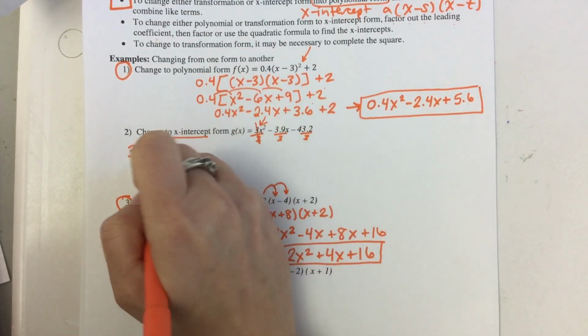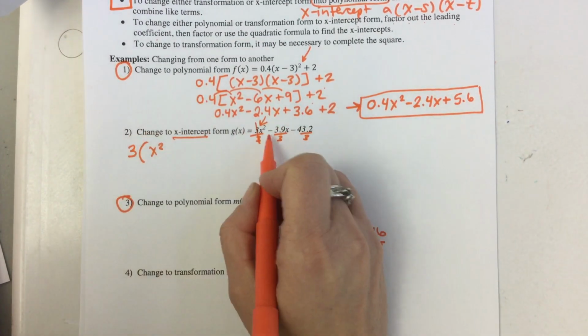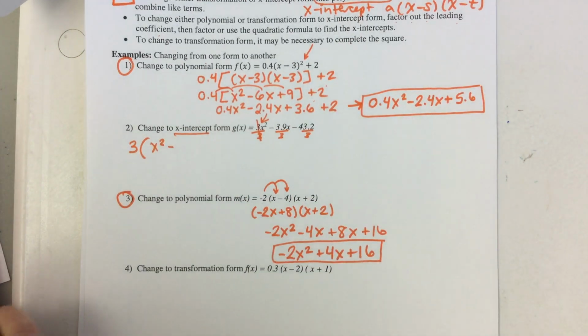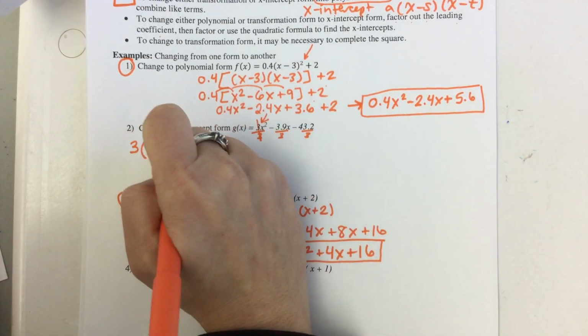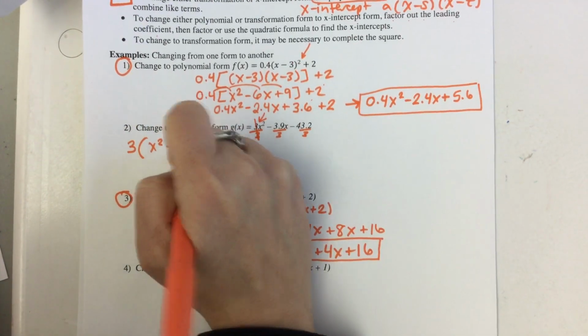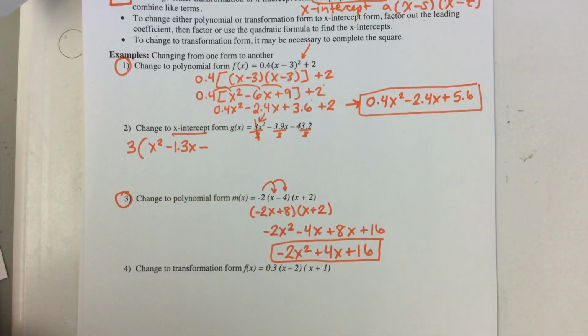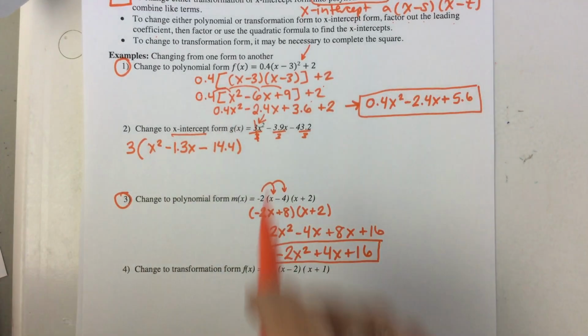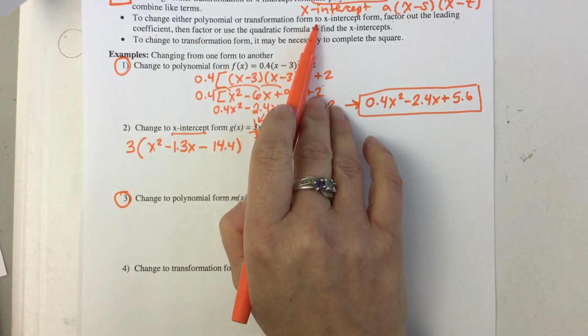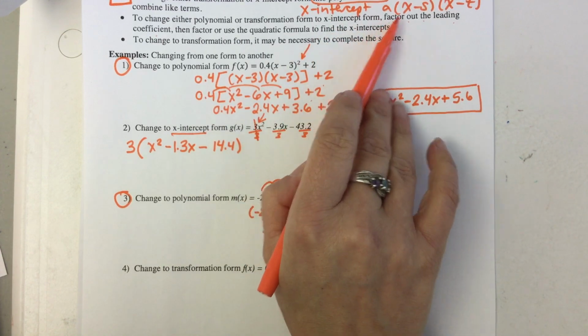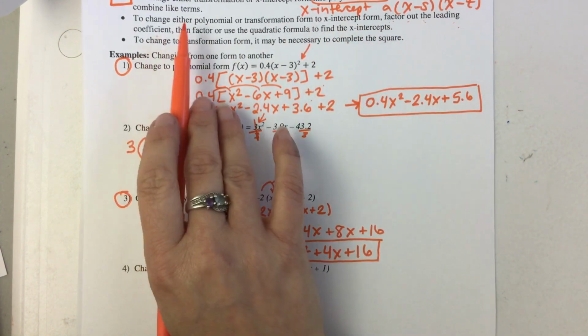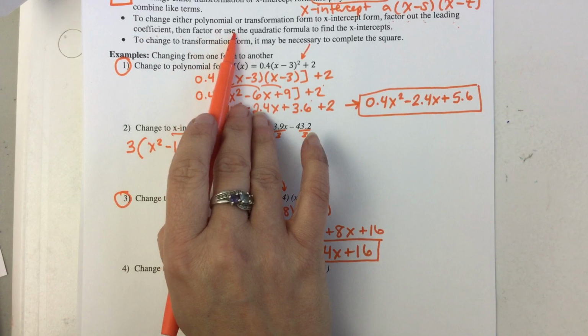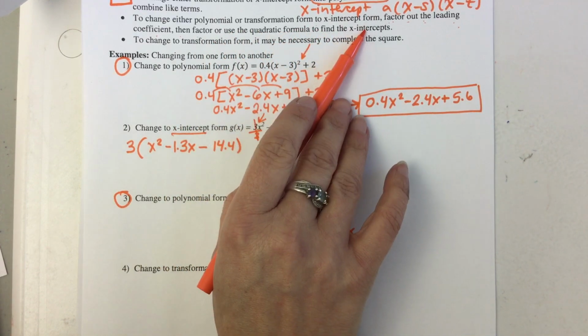The 3 cancels the 3, so I have x squared. Minus sign. 3.9 divided by 3 is 1.3x. Minus sign. 43.2 divided by 3 is 14.4. Okay, so that's step 1. To change something to x-intercept form, factor out the leading coefficient. Then factor or use the quadratic formula to find the x-intercepts.